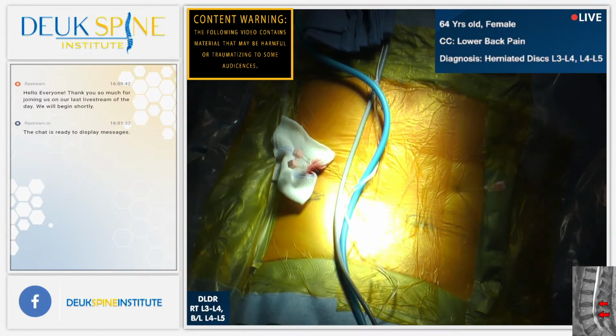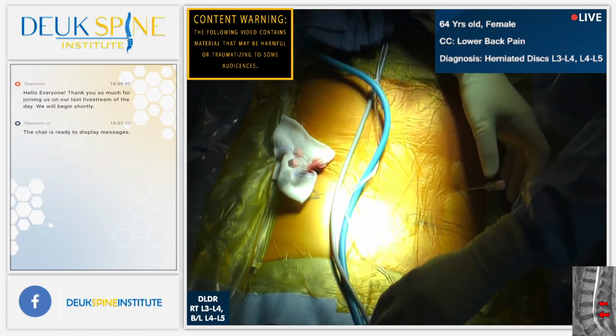All right, we're getting close to being ready to wake her up. We're just about done. We've got our needles in position.